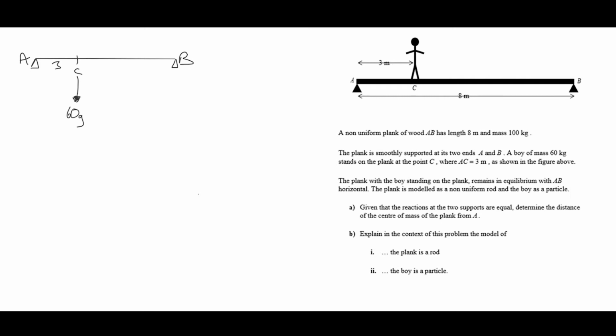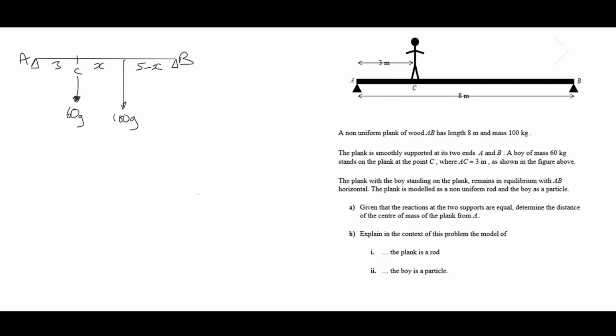Now this is a non-uniform rod, so I can't exactly place the center of mass where I'm going to model the weight, but I can give a general expression: the distance between C and the center of mass, I'm going to call X. Now the weight of the plank itself is 100G, and this section off to the right, what's left here, is going to be 5 minus X. Together, I know that the distance between C and B should be 5 meters, and if this is X, this is 5 minus X.